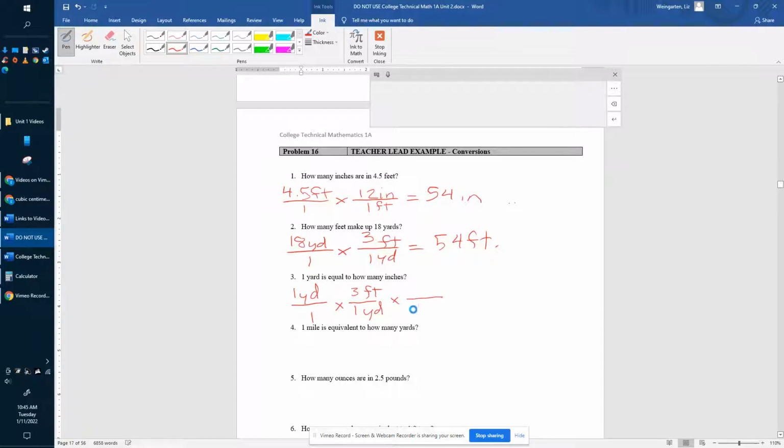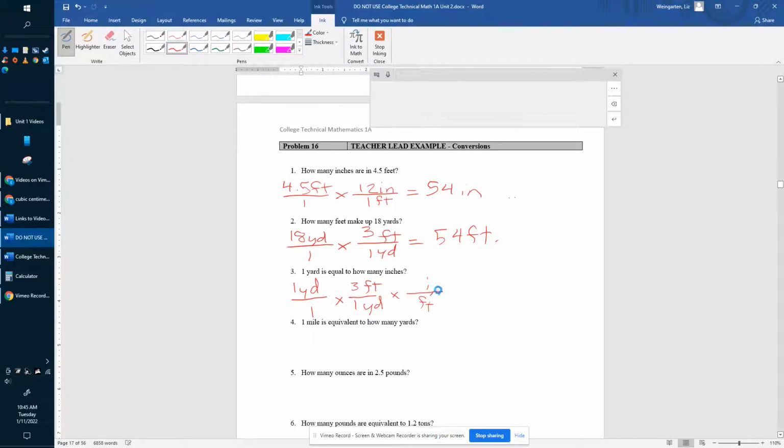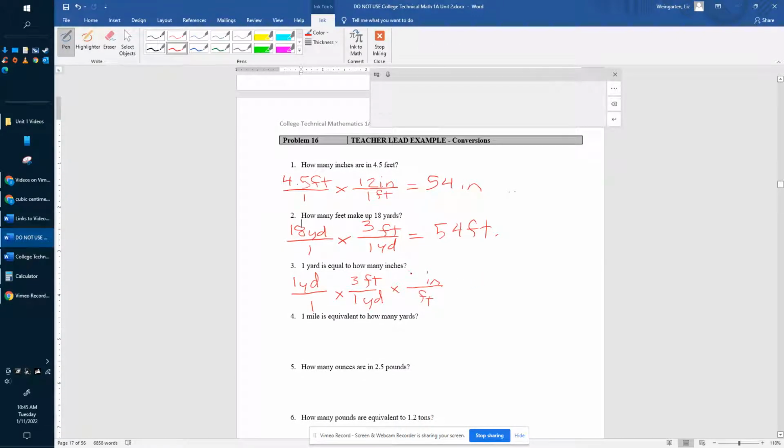And then how many inches are in a foot? We'll have to have feet on the bottom because we're converting to inches on top. We have 12 inches in 1 foot. 1 times 3 times 12 is 36 inches. And 1 on the bottom, so 36 inches is our final answer.